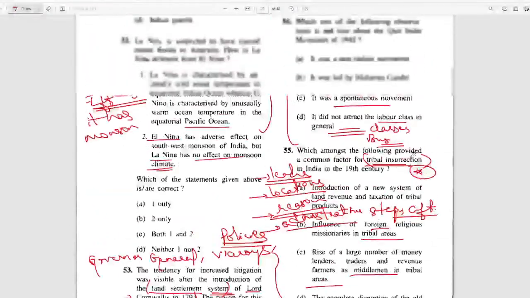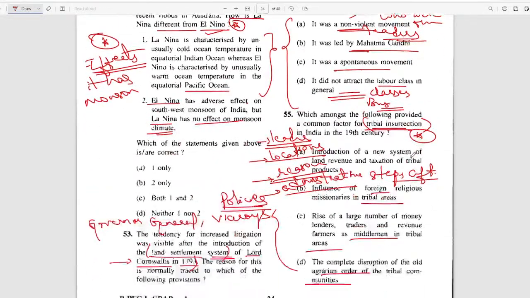So go through the tribal revolts, by heart the tribal revolts, and then in those tribal revolts, you have to find out the reasons, the leaders, the locations, and the administrative steps that were taken after the revolt.